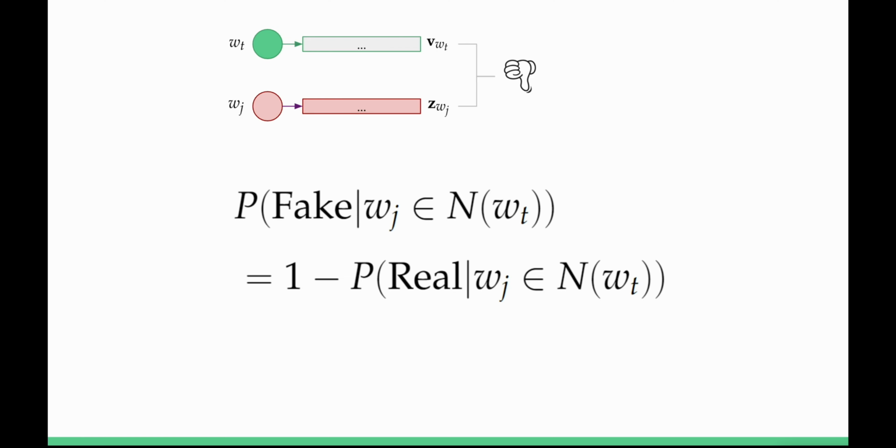So returning back to our model, this is how we'd write down the probabilities for fake cases. The probability that a random word is a fake neighbor, according to our model, is 1 minus the probability that it's a real neighbor. And if we use the property we just learned, we get a really nice formula. If the dot product between the current word and the fake word gets smaller, then the probability that they are a fake pair will go up.